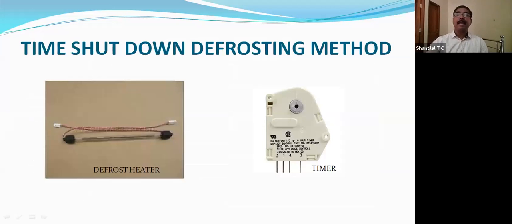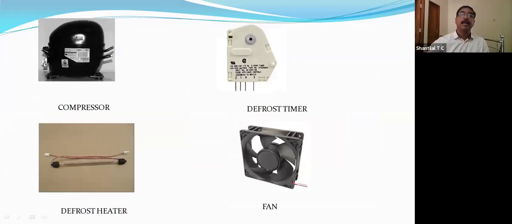Next is the time shutdown defrosting method. In time shutdown defrosting method, some components will be there. One is defrost heater and another is timer. Next you have to see compressor also will be there, fan. These four parts you have to just remember. Here in time shutdown defrosting method, this is the timer. This is the main part.